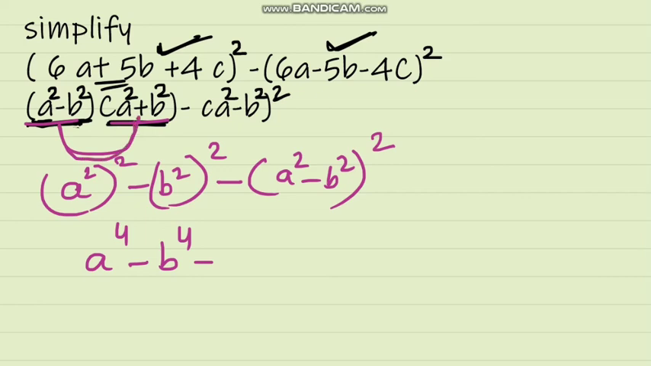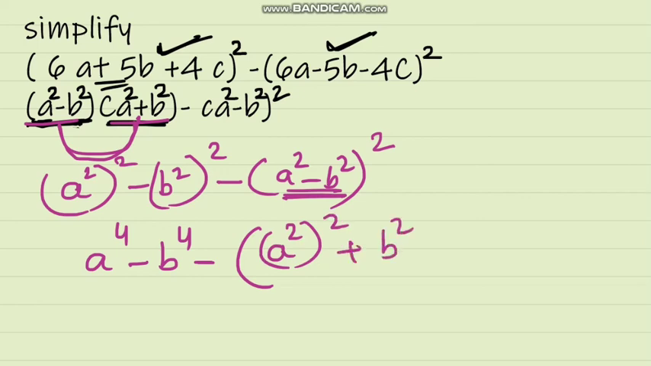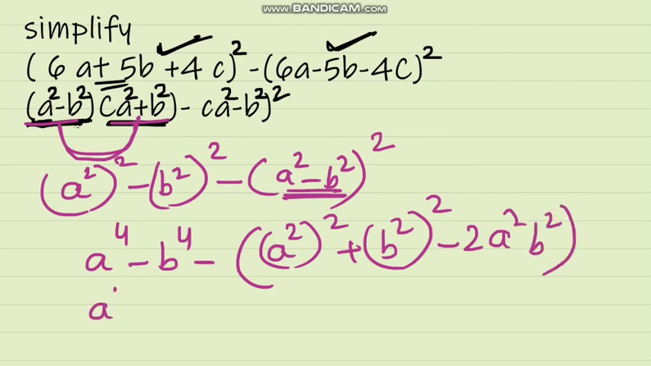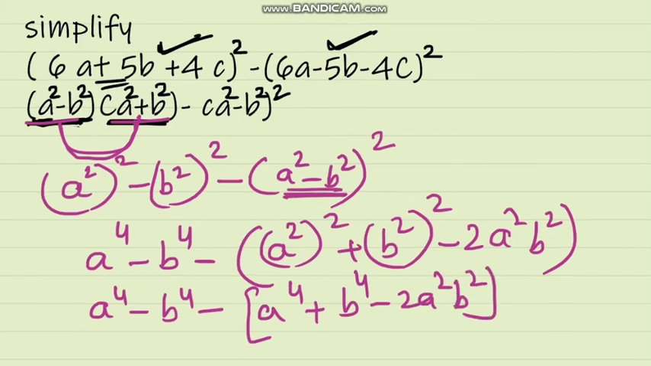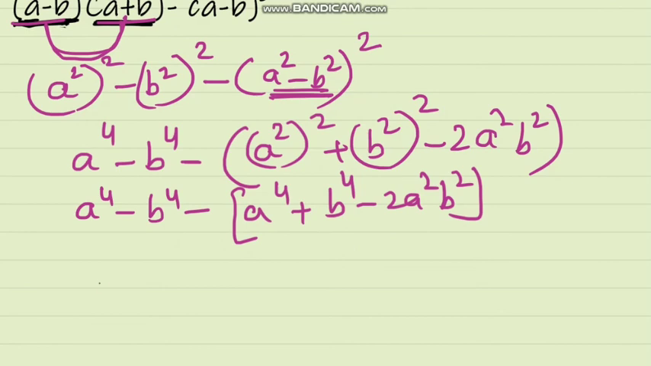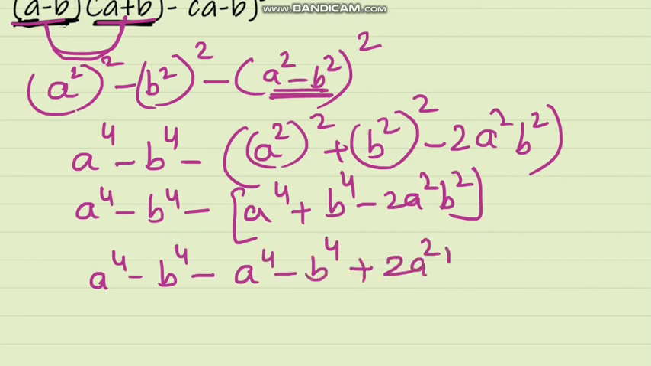So this becomes a power 4 minus b power 4 minus, now see this one. This one comes in the form of a minus b whole square. So that will become a square plus b square minus 2ab. So let's expand this. You'll get a power 4 minus b power 4 minus, now put this in bracket, a power 4 plus b power 4 minus 2a square b square. Okay. Now let us see what comes next. You'll get a power 4 minus b power 4. Again you remove the bracket, minus a power 4 minus b power 4 plus 2a square b square.